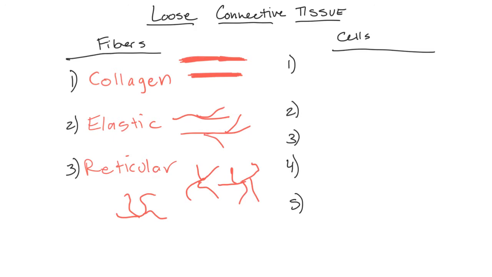So, all right, we have 5 different cell types then within our connective tissue with different functions. And 3 of them start with M.